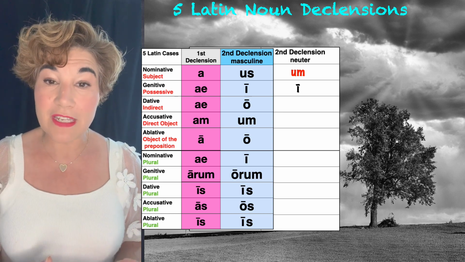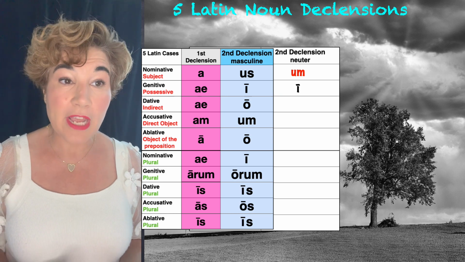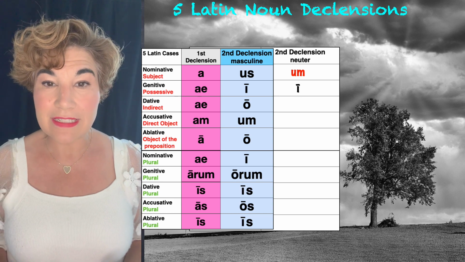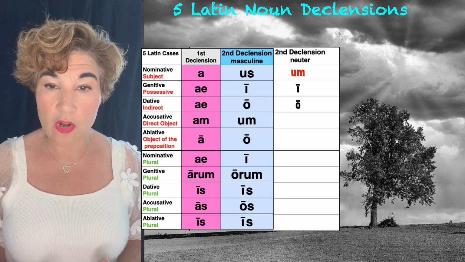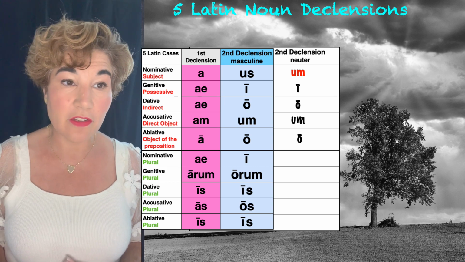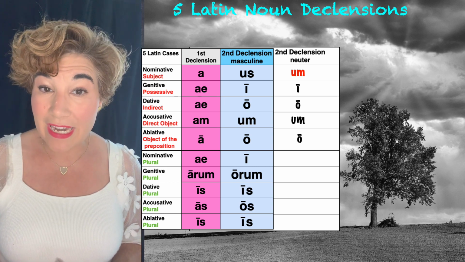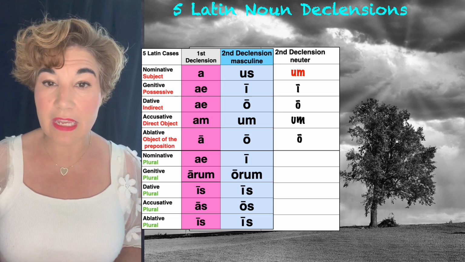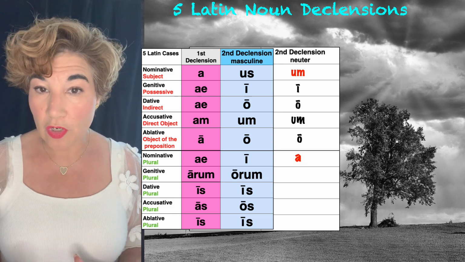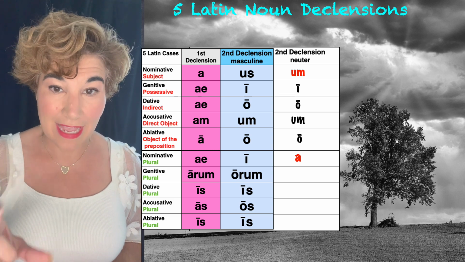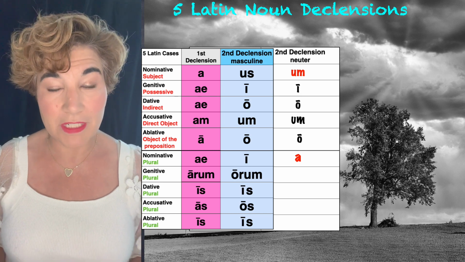So nominative singular um, genitive singular I macron, then dative singular o, accusative singular um, and ablative singular o. Then another switch between the masculine and the neuter is the nominative plural is going to be like Alexis, the letter A. That's the ending of the nominative plural.